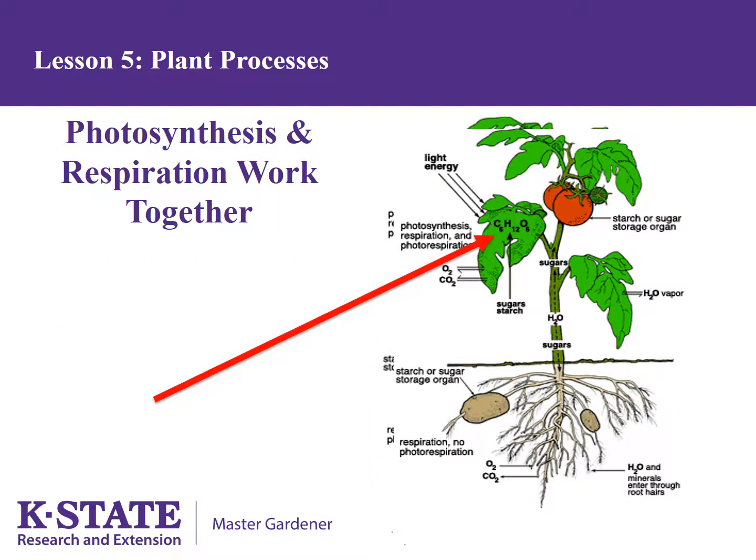You may notice the scientific formula for glucose on the leaf. It is C6H12O6. So glucose is made up of 6 atoms of carbon, 12 of hydrogen, and 6 of oxygen. So glucose is actually a 6-carbon sugar.